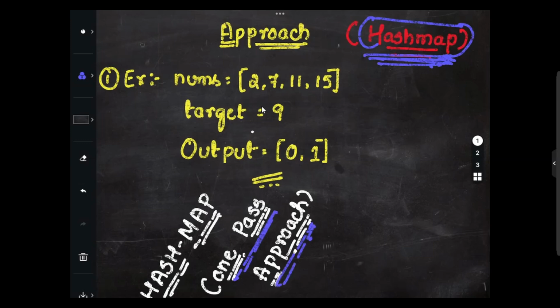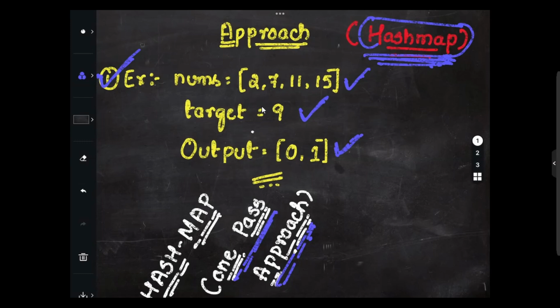So we'll be making use of the hash map or one pass approach. I have considered the same example, the first example that they have given in the question, so that it will be easier to understand. We have already discussed this one. If we consider the same example for the approach as well, it will be easier to understand, right? That is the reason I have considered the first example that they have given in the question.